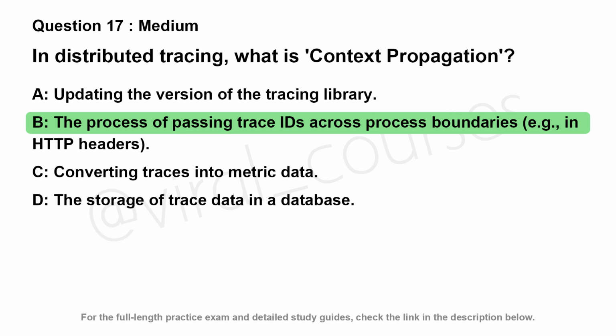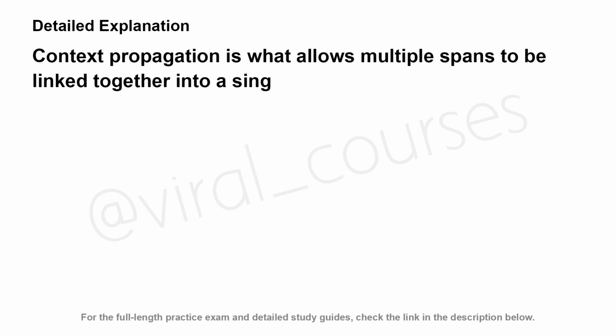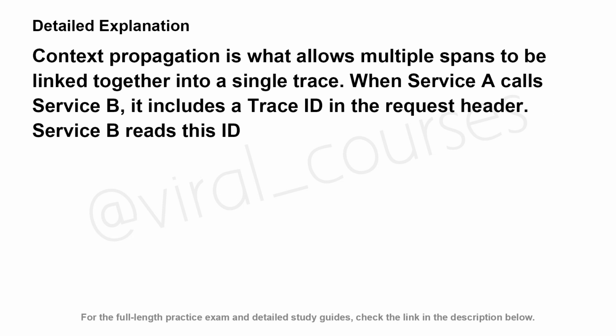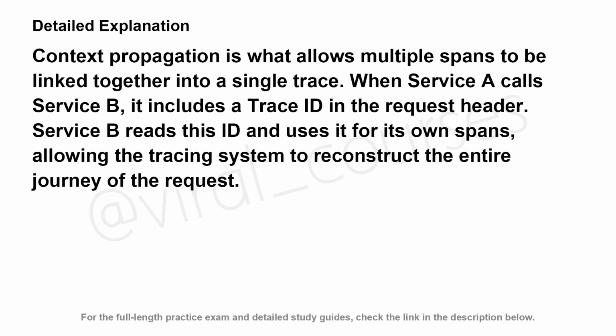The correct answer is B. Context propagation is what allows multiple spans to be linked together into a single trace. When service A calls service B, it includes a trace ID in the request header. Service B reads this ID and uses it for its own spans, allowing the tracing system to reconstruct the entire journey of the request.